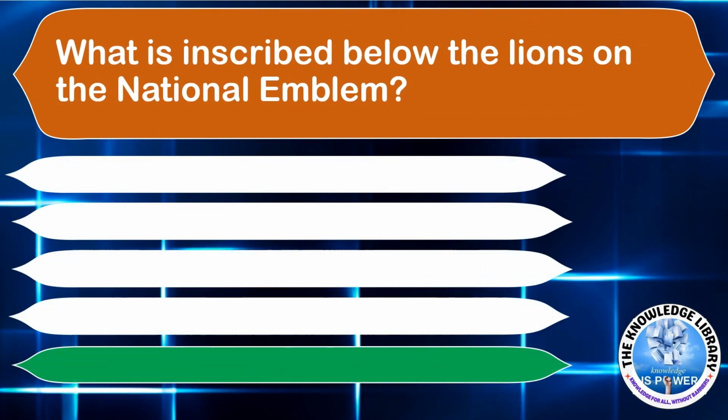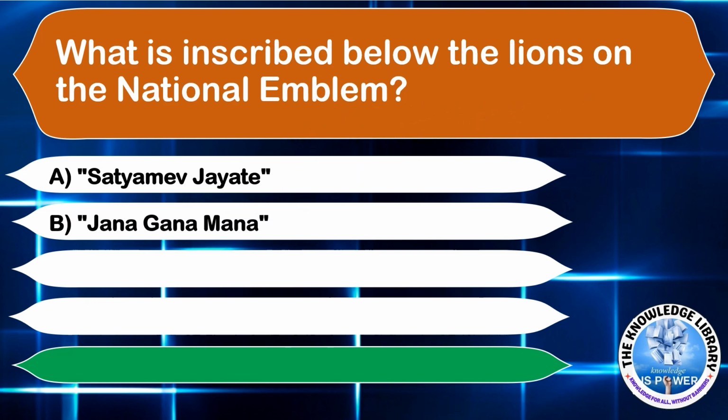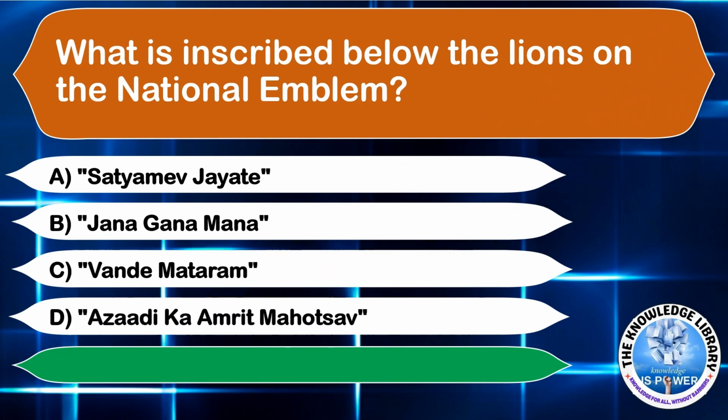What is inscribed below the lions on the national emblem? Option A, Satyamev Jayate. Option B, Jana Gana Mana. Option C, Vande Mataram. Option D, Azadi Ka Amrit Mahotsav. The correct answer is option A, Satyamev Jayate. Move to the next question.